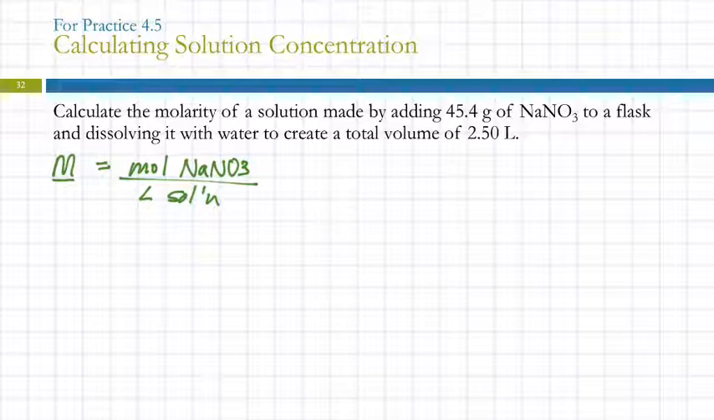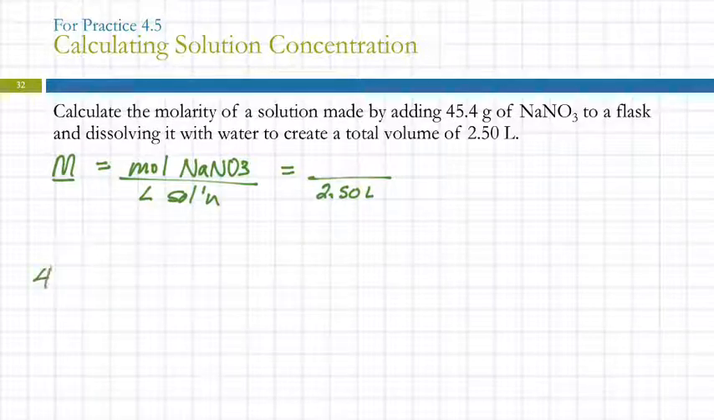Do we know how many moles of sodium nitrate we have? Was that given to us? They gave us the mass, right? Can we calculate the moles from that? Sure we can. What about liters of solution? Did they give us that? Yeah, they did. A total volume of 2.50 liters, we've got that part, but we need to find the moles.